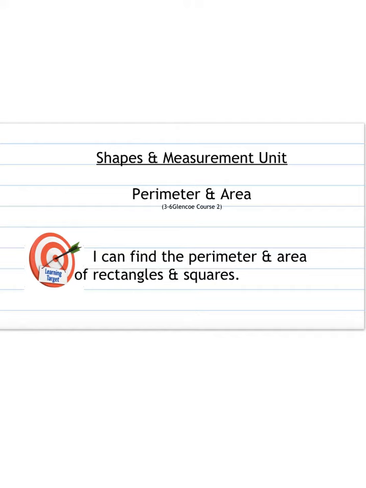We are starting our shapes and measurements unit. And our first lesson is on area and perimeter. This is from 3-6 out of our textbook. Our learning target is: I can find the perimeter and area of rectangles and squares.